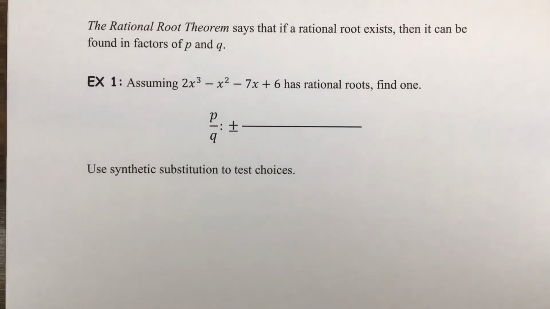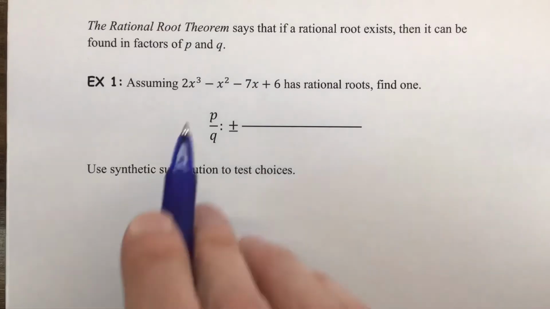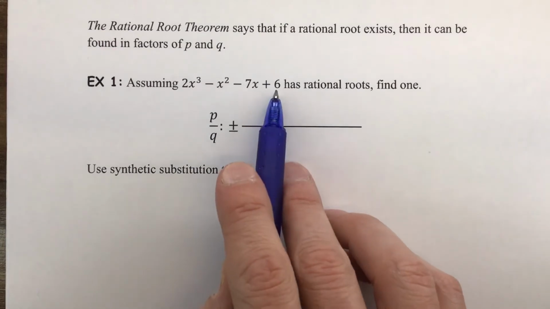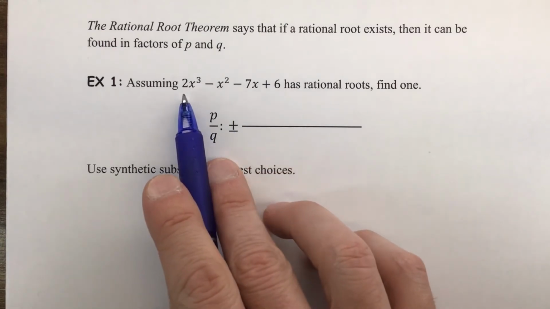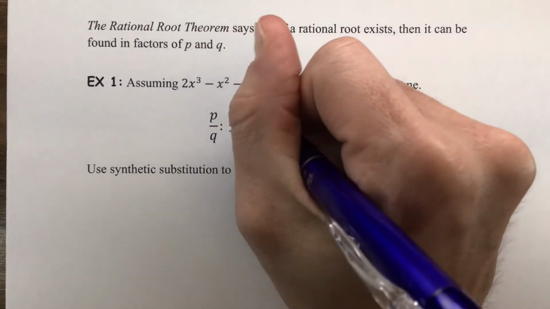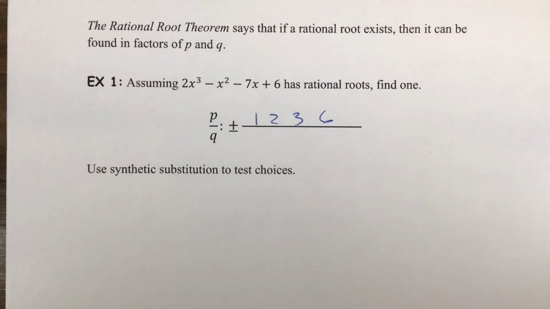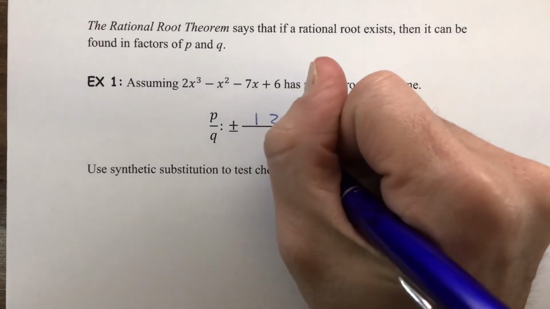All right, so let's look at an example of this. Suppose that we have this polynomial here, and it were set equal to 0. So we're looking for the roots that go along with it. What we would need to do for the rational root theorem is to figure out all the factors that go into 6 and all the factors that go into 2. So for 6, that would include 1, 2, 3, and 6. For the 2, that would be a 1 and a 2.